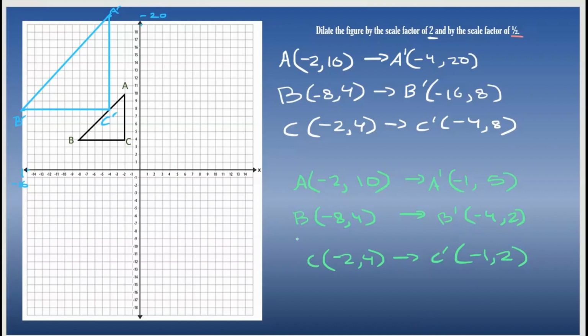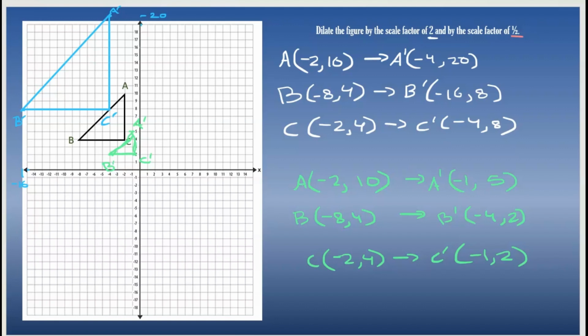Okay, now let's just plot that. So A prime is negative 1 comma 5, so over here. B prime is negative 4 comma 2, over here. C prime is negative 1 comma 2, so over here. So this is C prime, this is A prime, this is B prime. Okay, so this one, I'm not going to get a ruler, I'm just going to freehand it. Okay, that's not bad. Okay, so that's what the figure would look like when we dilate.